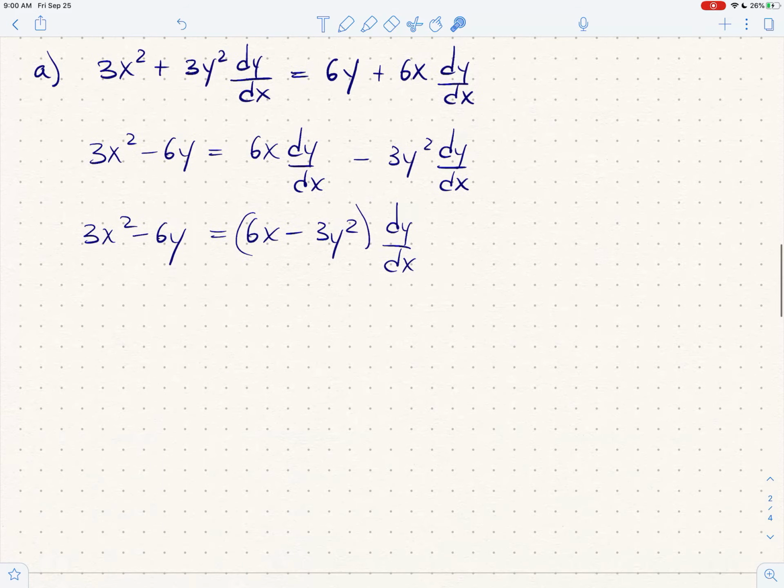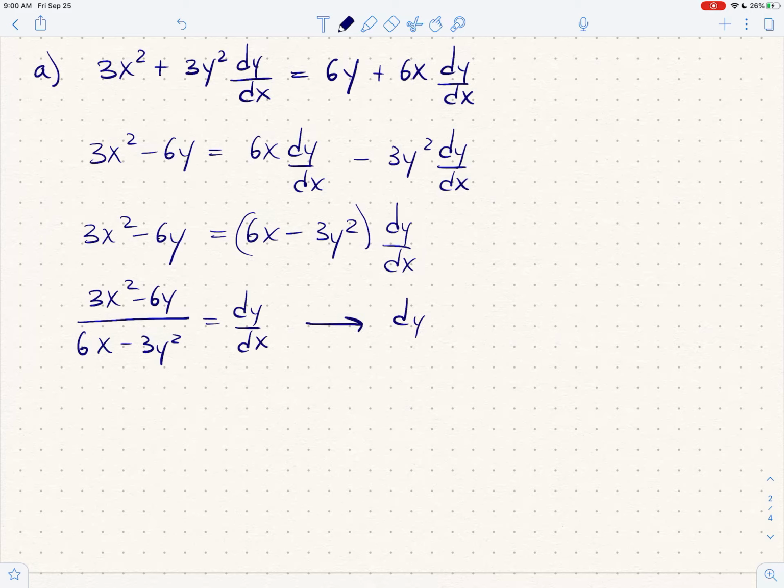And now I'm going to divide both sides by whatever's in front of dy dx, and so I get 3x squared minus 6y divided by 6x minus 3y squared equals dy dx. And so the point is I'm going to cancel a 3, and I can say dy dx is what? x squared minus 2y over 2x minus y squared.